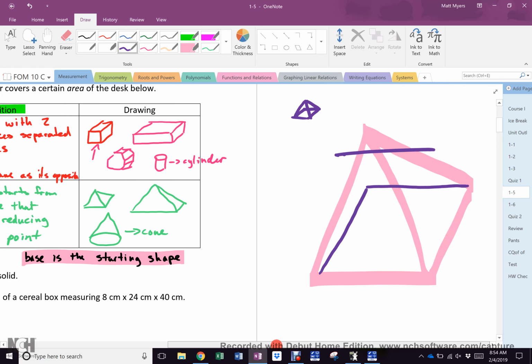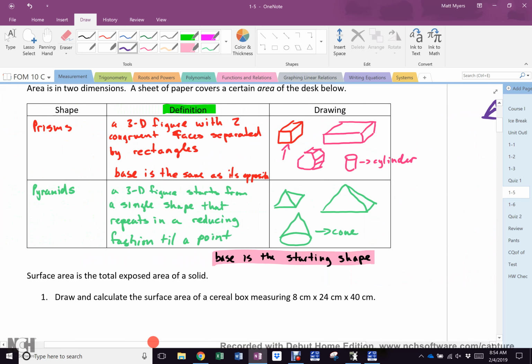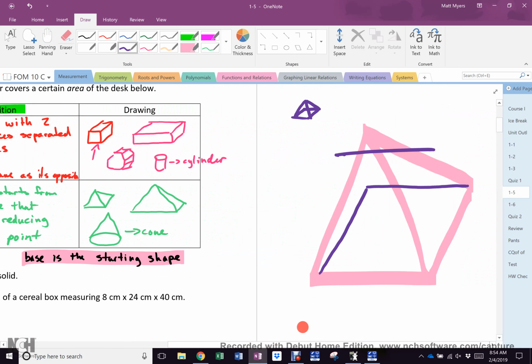If I were to cut it this way, it wouldn't work, because it's not the same.